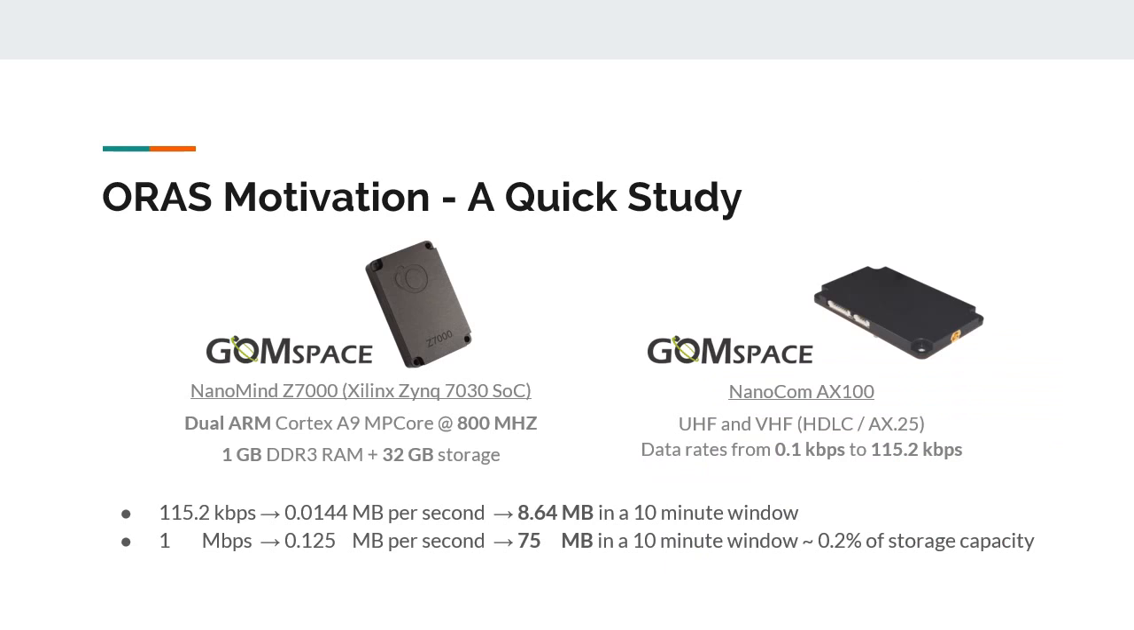So, to take a look at the ORAS motivation, we propose a first quick study of just two typical components or subsystems that one can commercially acquire. This is from a very popular vendor for CubeSats, called GomSpace. On the left, we see what can be seen as an onboard computer, which is also used as a transponder unit.